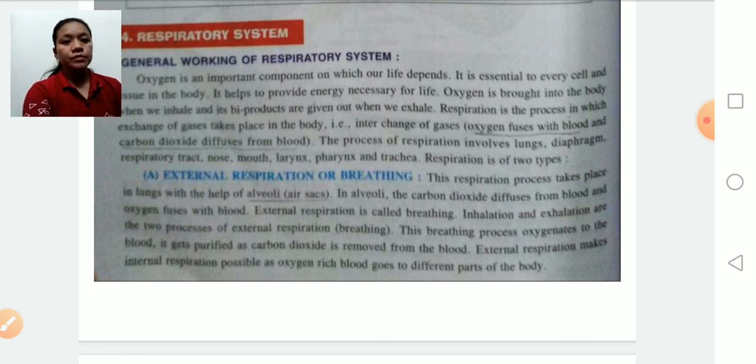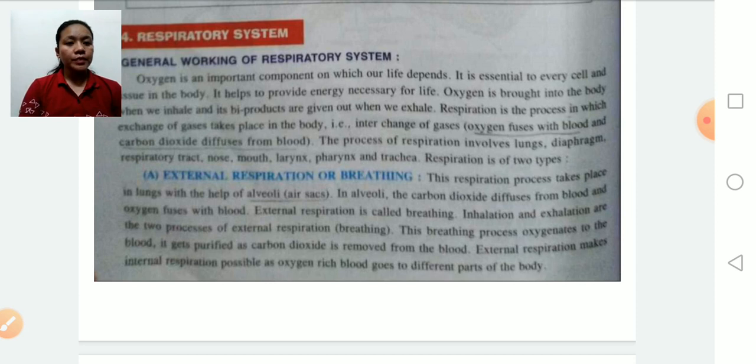When we inhale, the oxygen is brought into the body. When we exhale, its byproduct, carbon dioxide, is released out from the body. Respiration is the process in which exchange of gas takes place in the body. That is, oxygen is diffused into the blood and the carbon dioxide is diffused from the blood.